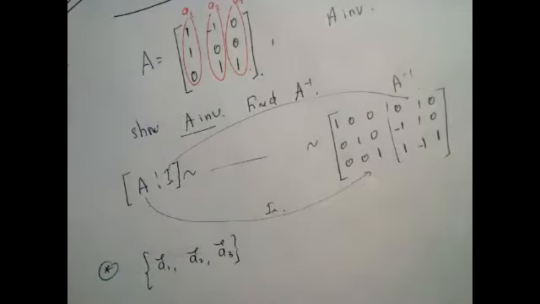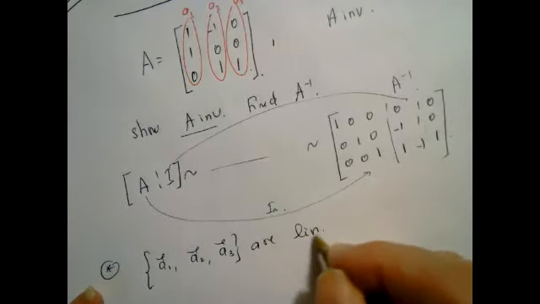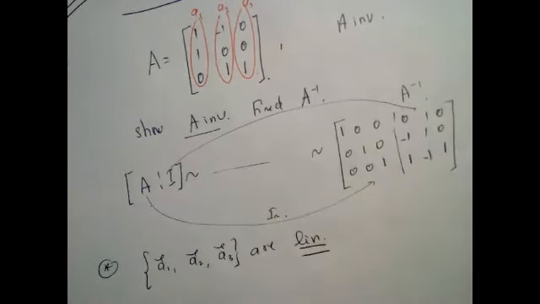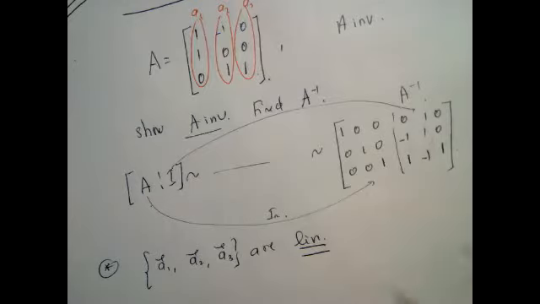Now the vectors A1, A2 are linearly what? Quickly. Dependent or independent? I want answers on chat very quick.